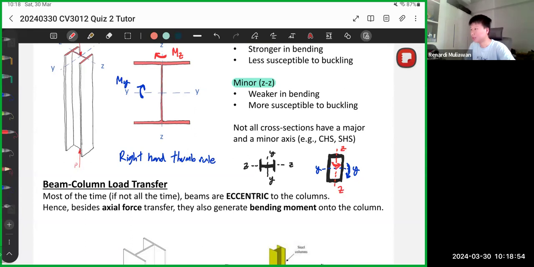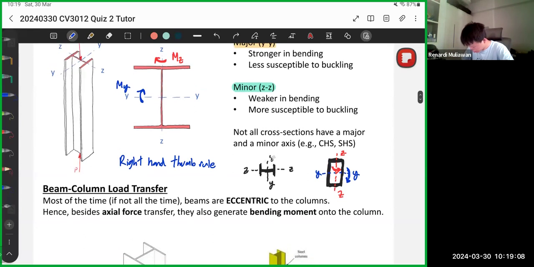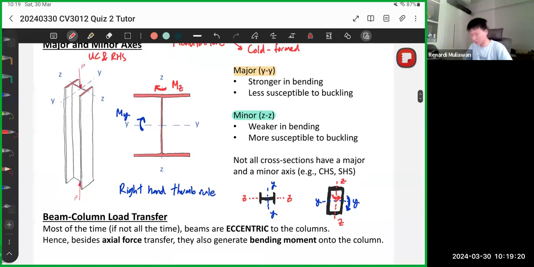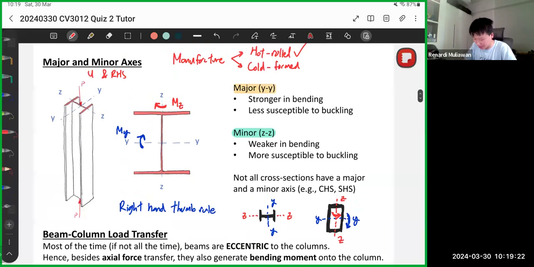Okay, that's ZZ. So again, it doesn't matter the orientation. The YY is always parallel to the shorter side of the RHS. Again, this one I'll change the color so it's quite clear. YY and ZZ. Okay, so that's for UC and RHS.